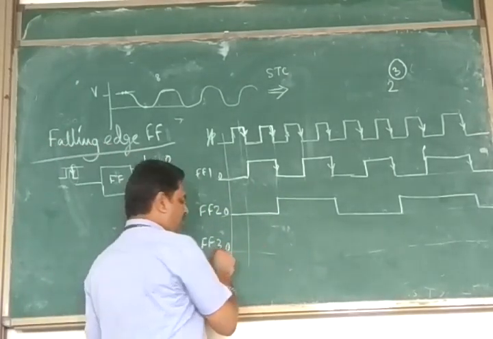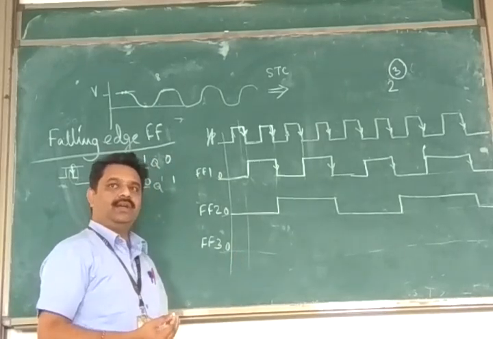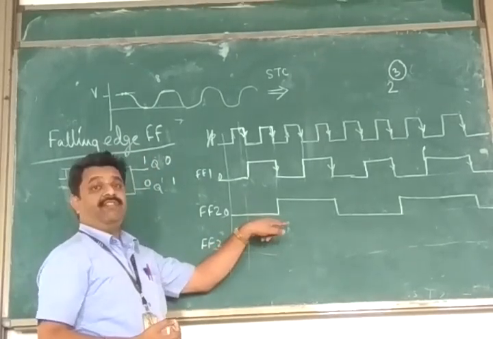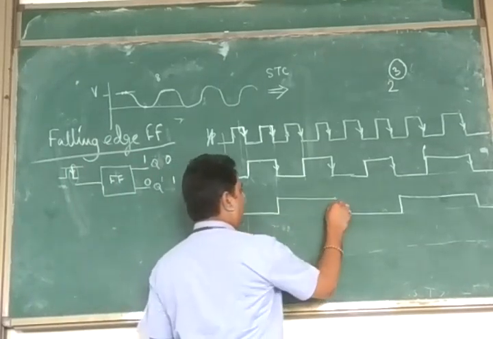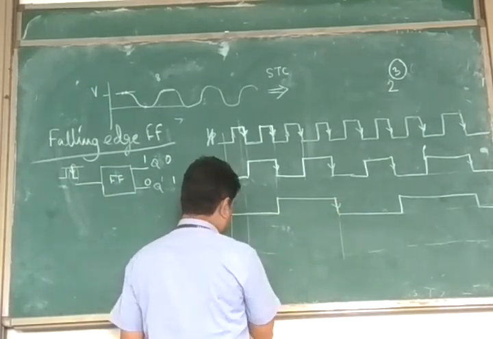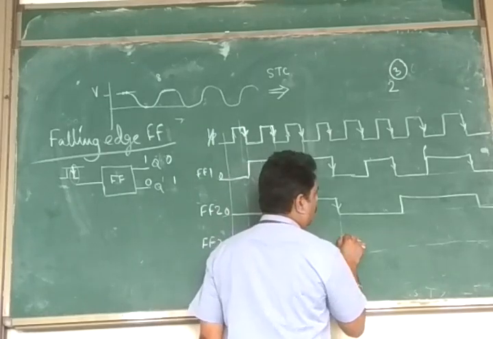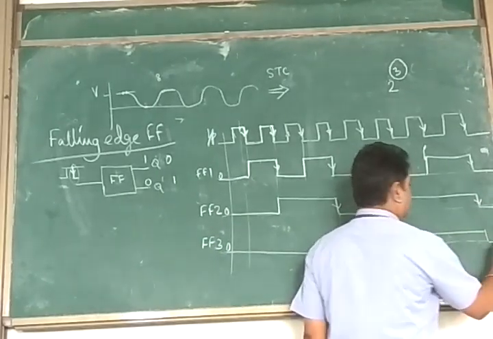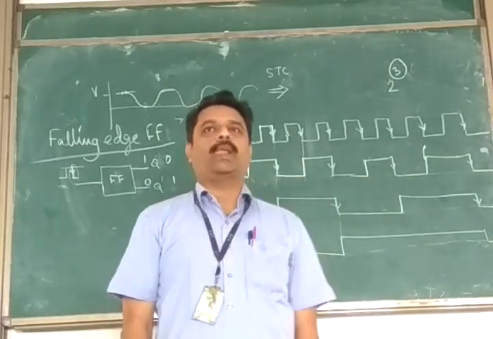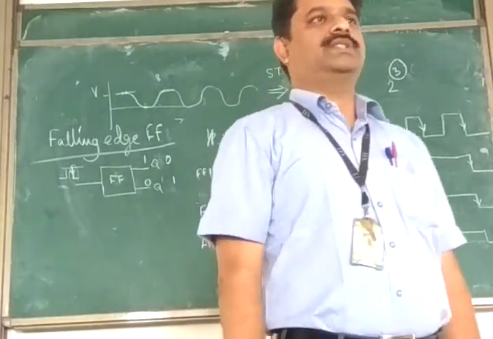Now, when will flip-flop 3 change its state? On the falling edge of flip-flop 2's output. Where is the falling edge coming? Here. So up till then it is 0. Then it is 1. The next falling edge comes here. Is there any doubt up to this?